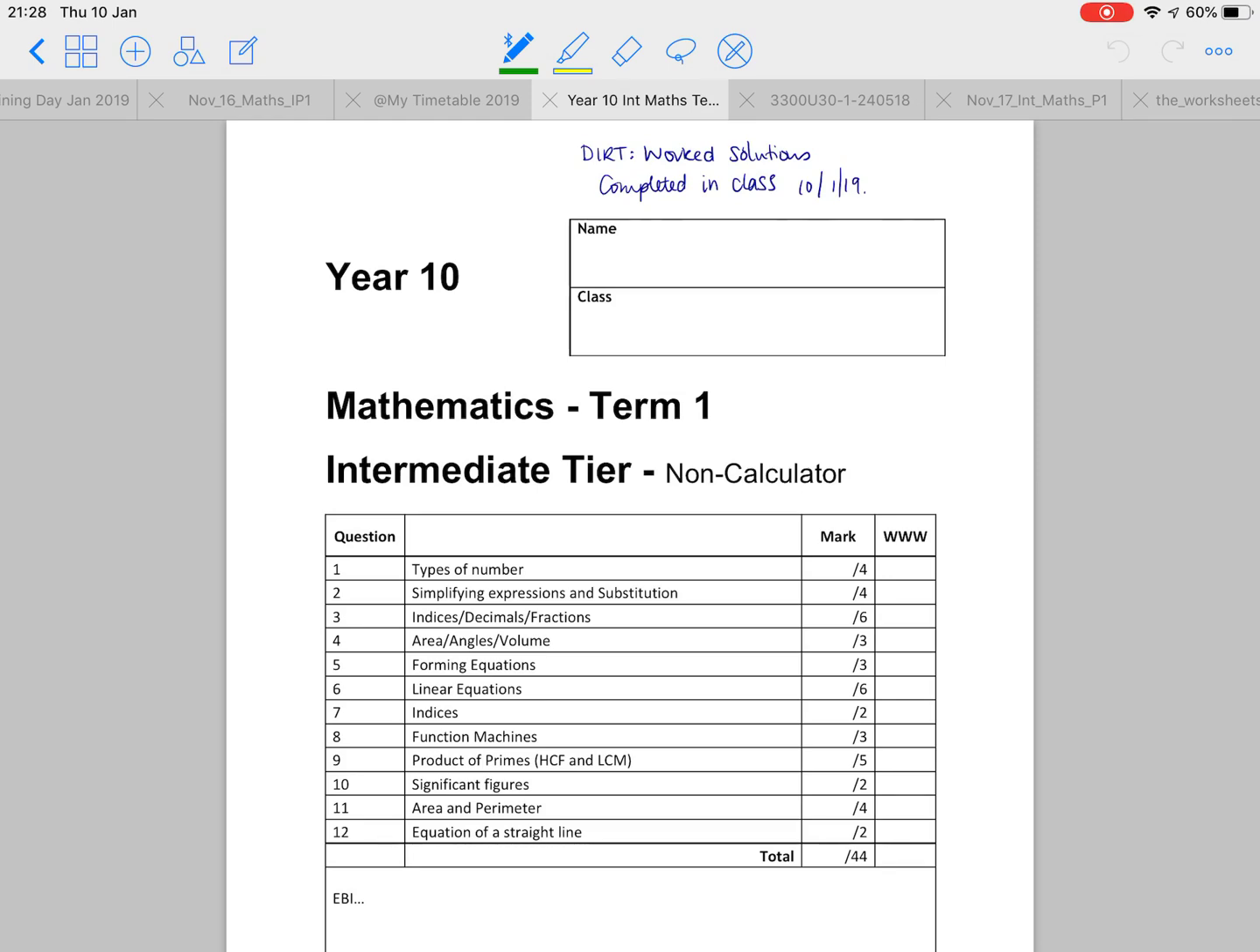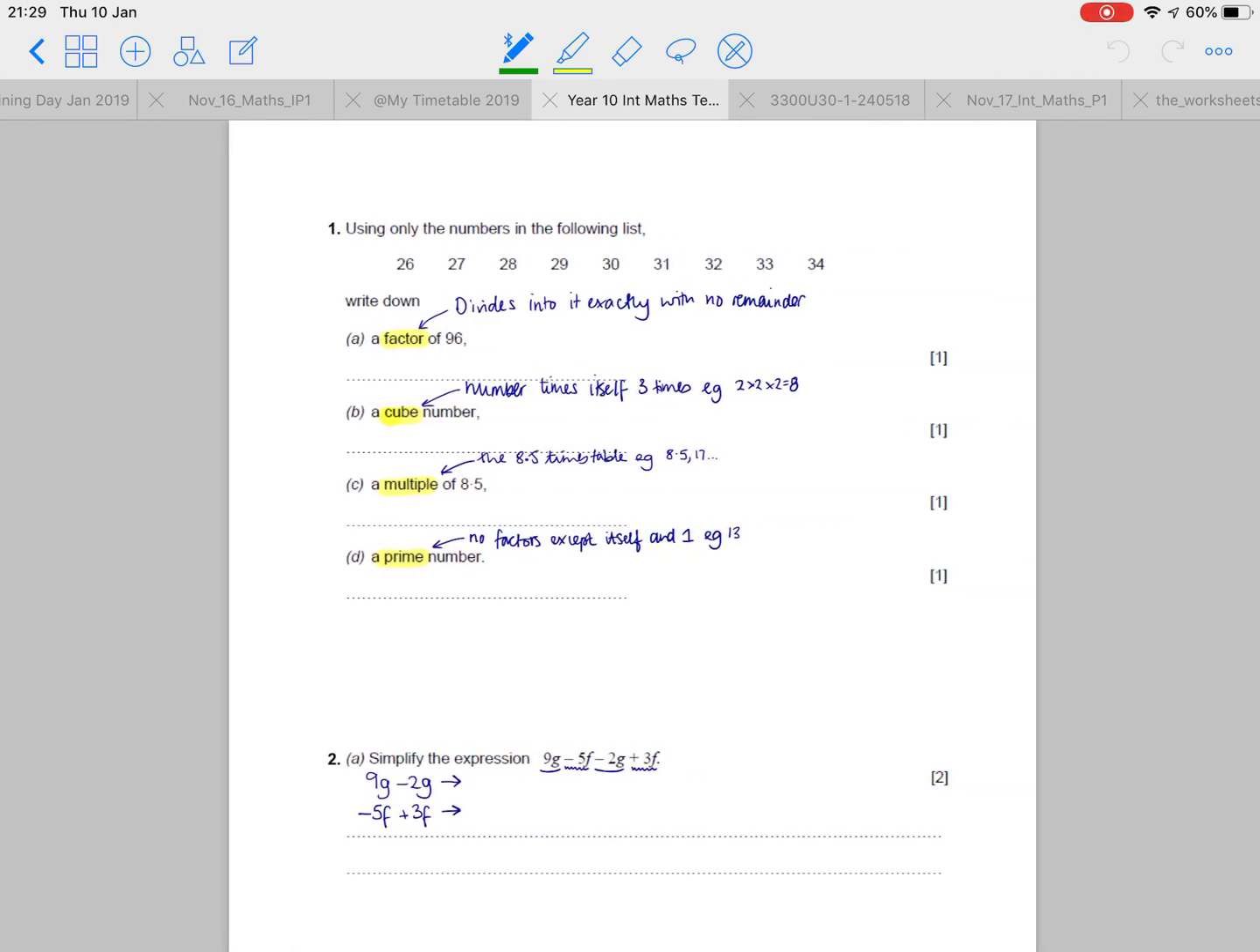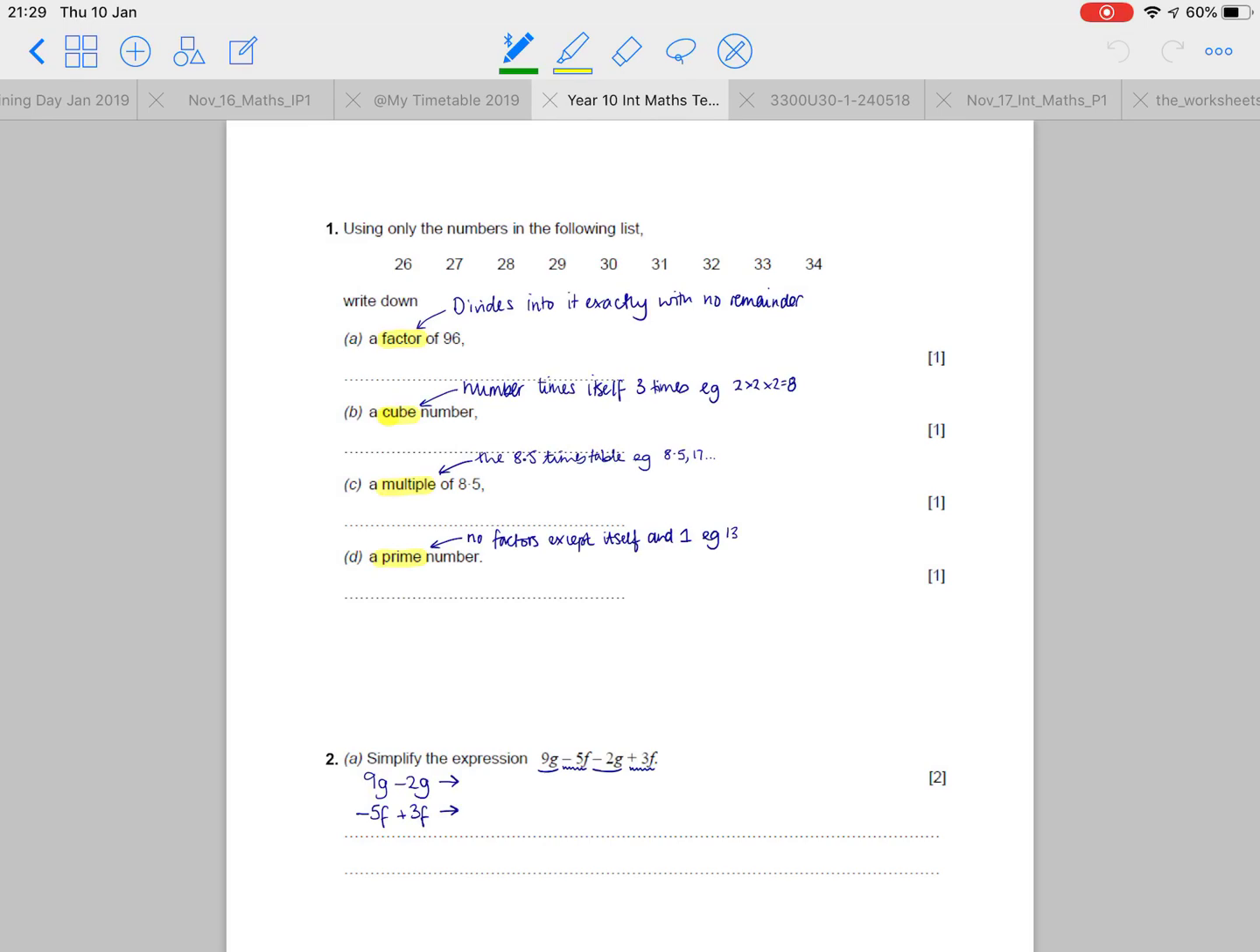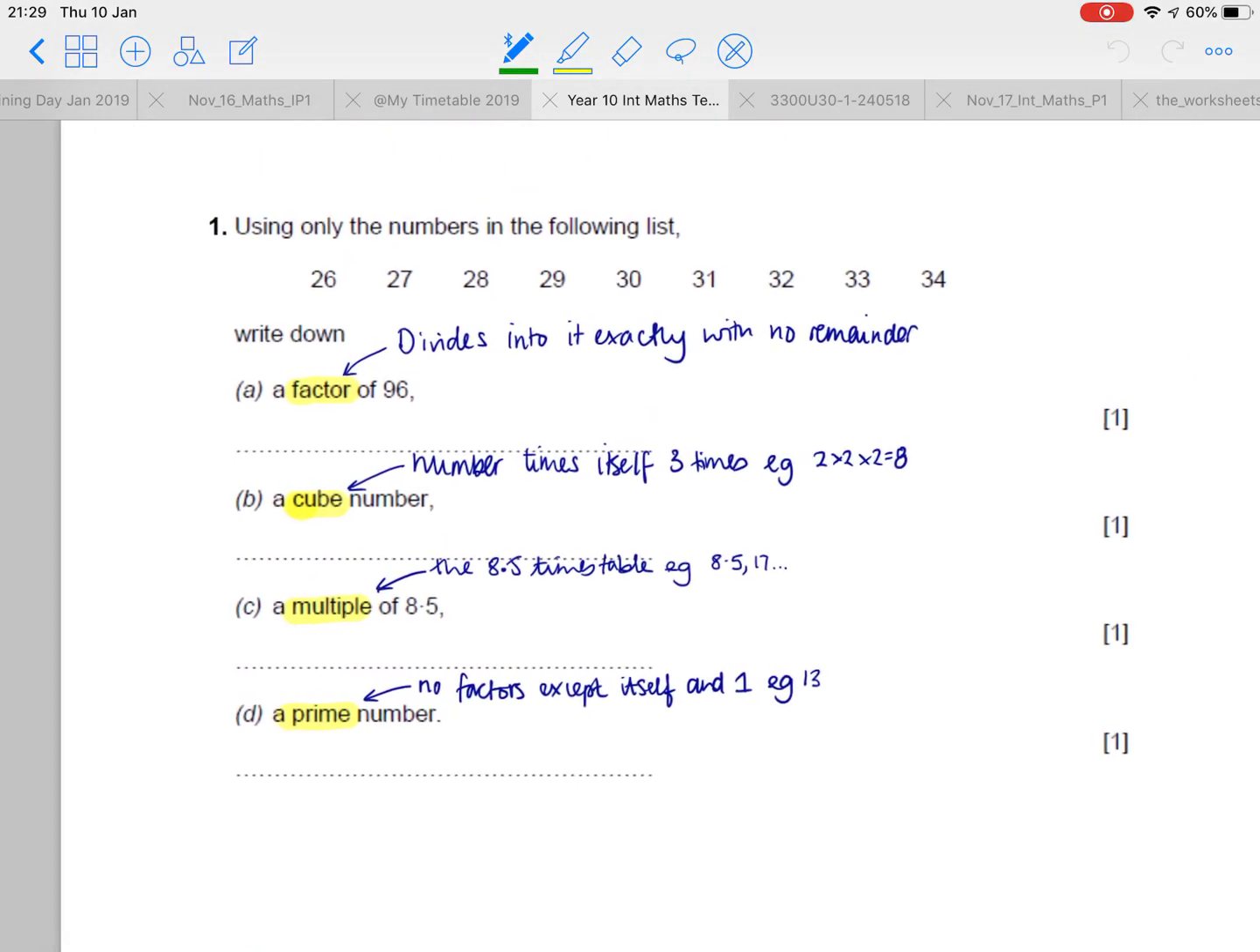Okay then, so going through the Year 10 mock paper, starting with question 1. I've already put some notes on so that you can think about the meaning of each of those keywords. So running through the actual answers.